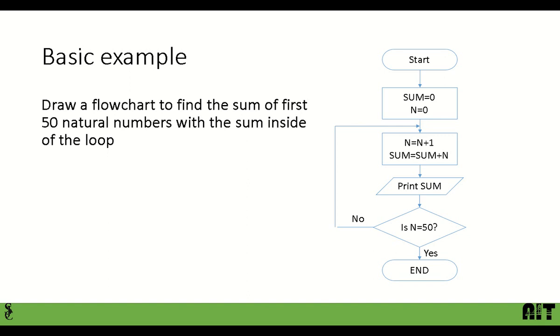So in this way, I would go down through this and I would start my algorithm. I start my sum with 0. I start my number with 0. And I move myself forward. So I move the number up 1 and then I add the number to the previous sum. And I can print that because I want to show it inside of the loop. And then I ask, is n equal to 50?